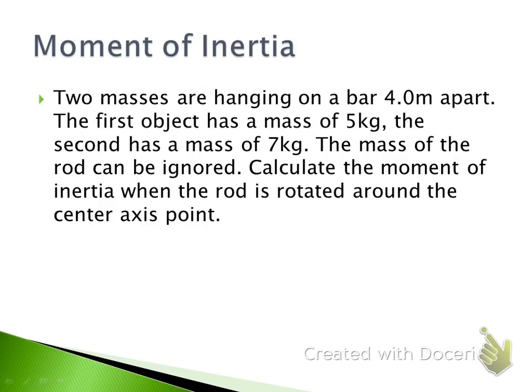Two masses are hanging on a bar 4 meters apart. The first object has a mass of 5 kilograms. The second has a mass of 7 kilograms. The mass of the rod can be ignored. Calculate the moment of inertia when the rod is rotated around the center axis point.